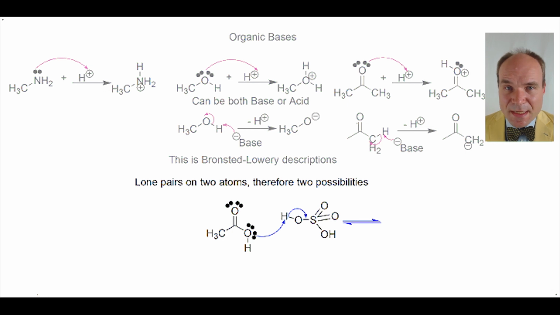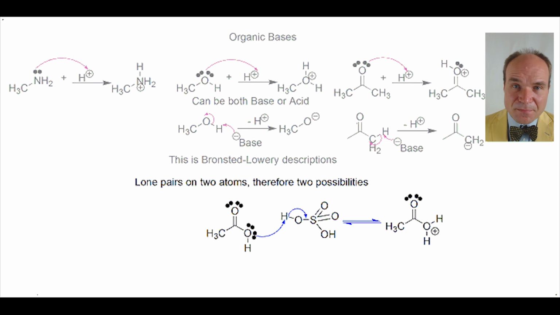Here we see the oxygen that is singly bonded to the carbon, its lone pair reacting with a proton. It accepts the proton. But another situation could be where the oxygen that is doubly bonded to the carbon, its lone pair accepts the proton. And we'll get two different products coming out depending on which oxygen is involved.